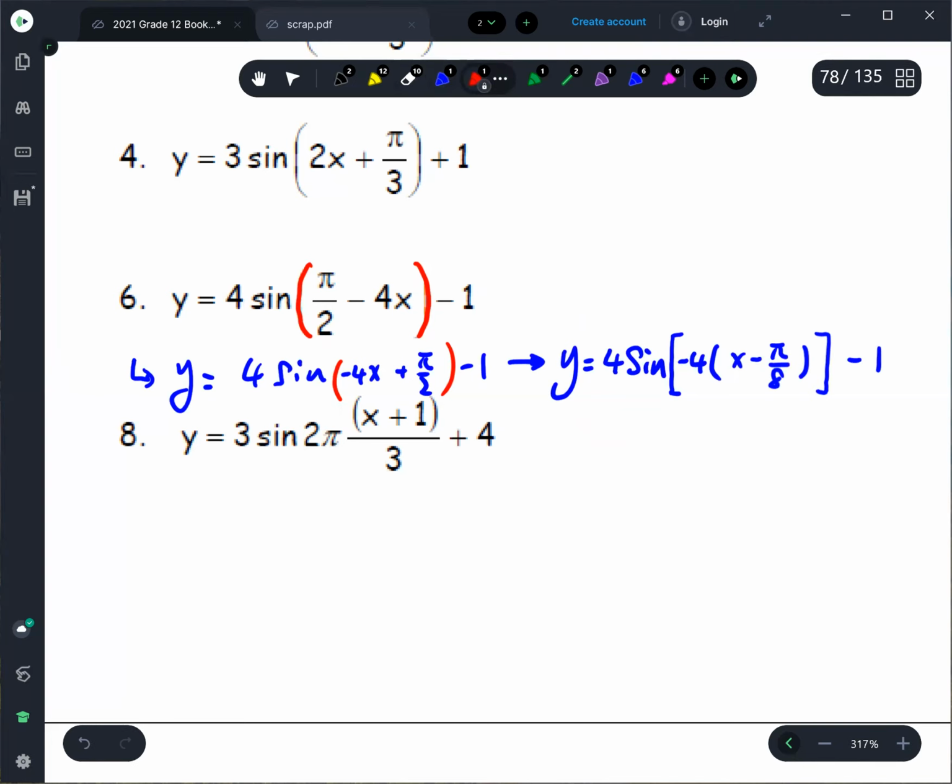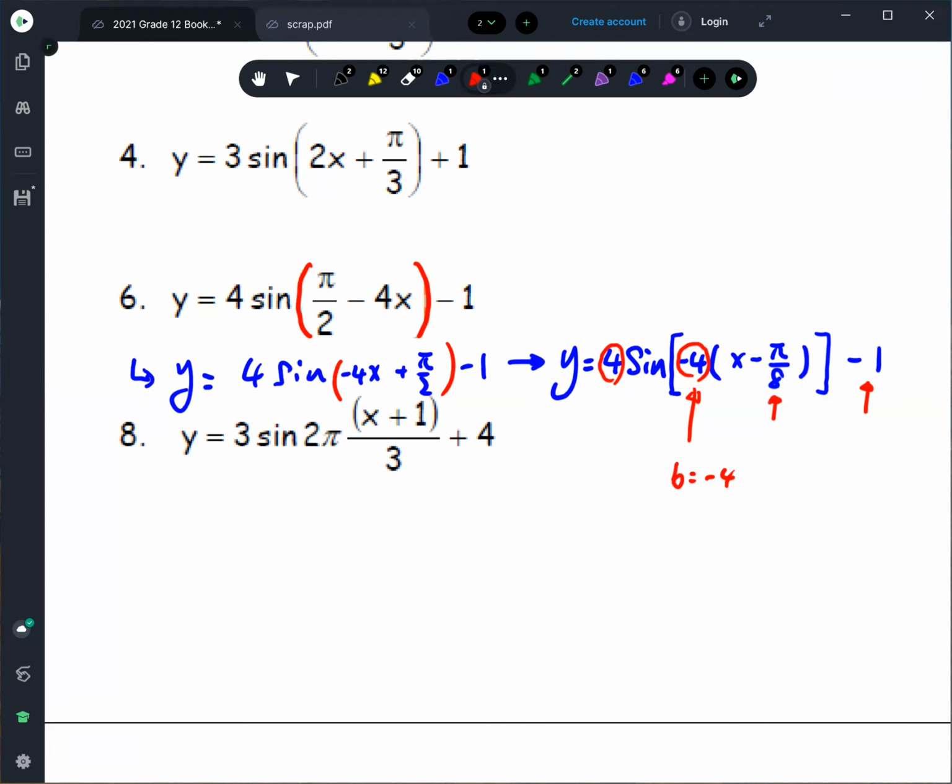So that's your A, right? There's your B. Your C is this pi over 8, right? And then D is there. So this is the only question that has a negative B, right? B is -4. So remember, when you make the table, the x value, you need to subtract the size of the space. Okay, this one is flipping over the y-axis.